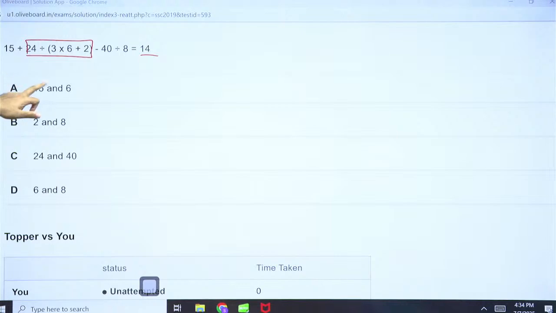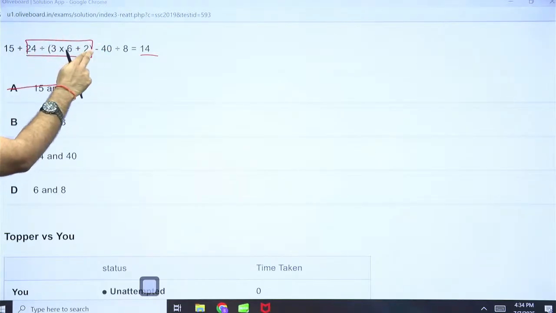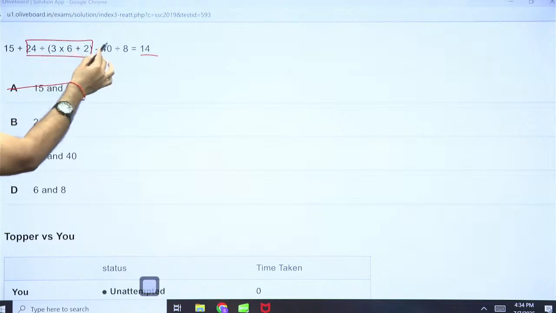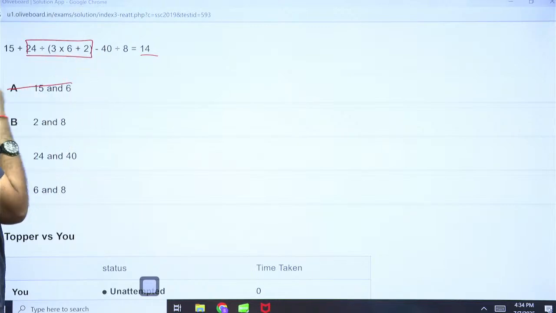Okay. Now 15 and 6 I won't be changing because this will become too large. This is gone. 2 and 8, if I change it here. Again, is it making sense? No. 18 plus 8, 24 by 24 will be 1. Yes, that is making sense. Okay. If I change 2 and 8 here, this is 24 by 24, 1. So 15 plus 1, 16 minus 8. No, but that is also not making sense, right? Because 40 divided by 2, 20. No, 16 minus 20. It's minus 14, no?